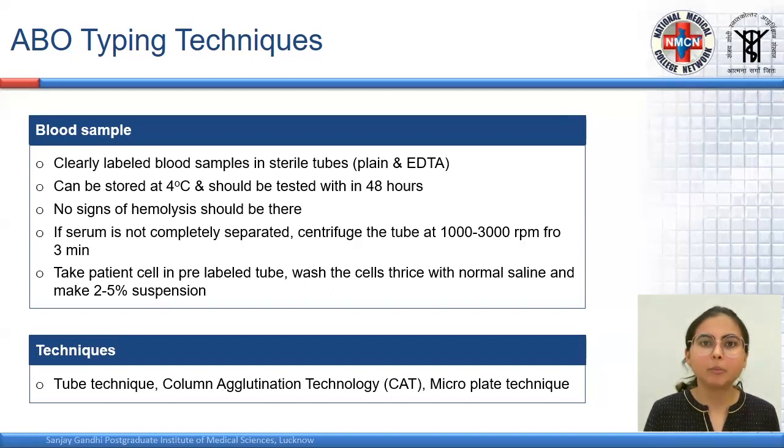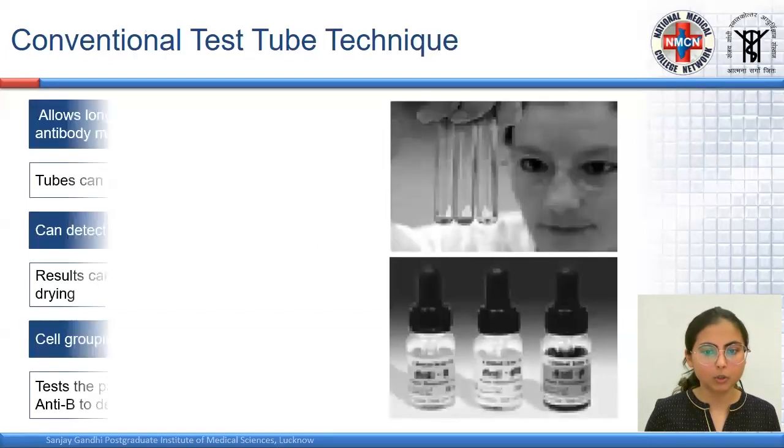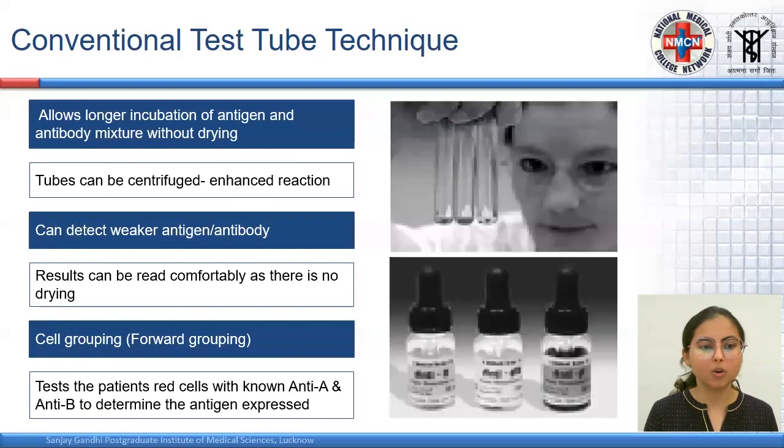In order to perform testing in the tube technique, you have to make a cell suspension of 2 to 5%. The percentage of cell suspension varies according to the testing method. Conventional tube technique has a longer incubation for antigen and antibody, but you can perform that without drying, so that is the advantage. Tubes should be centrifuged to enhance the reaction. It can also detect very weak antigen antibody reaction. Result can be comfortably read as long as the tube is not dry. Cell grouping is called forward, serum grouping is called reverse. We have already covered that.